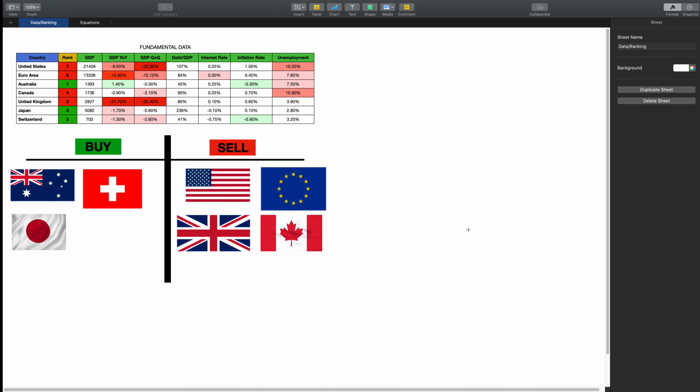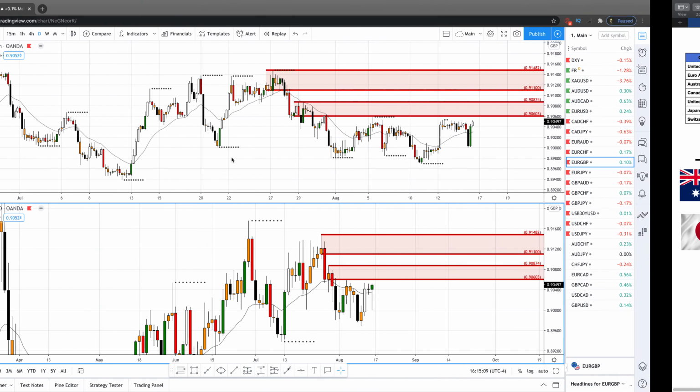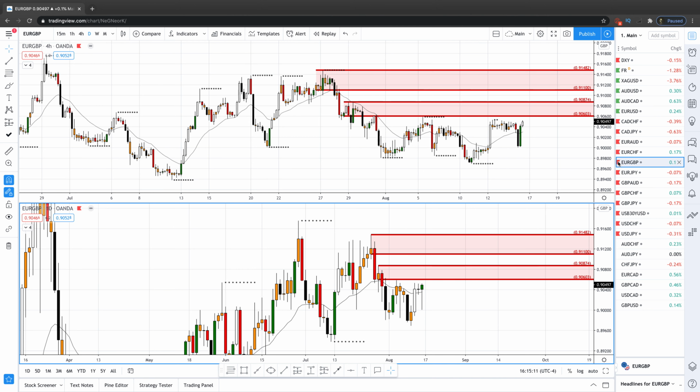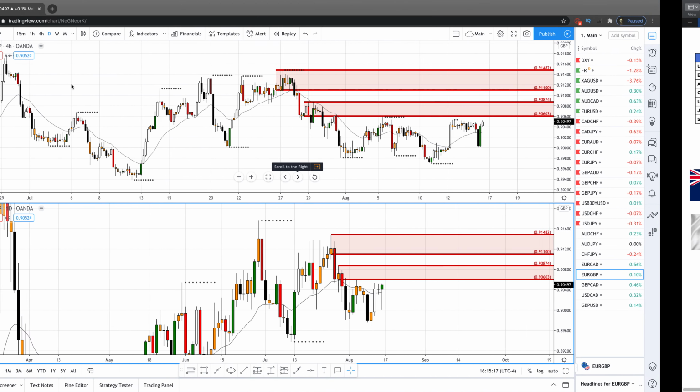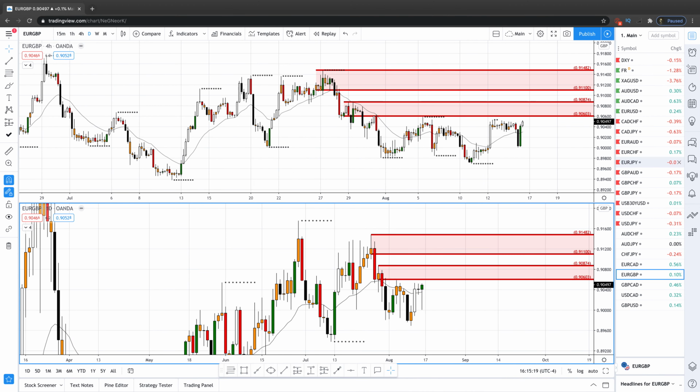Euro pound. Yeah, I'm going to take that one off, because they're both weak, so I'm just not even going to bother.